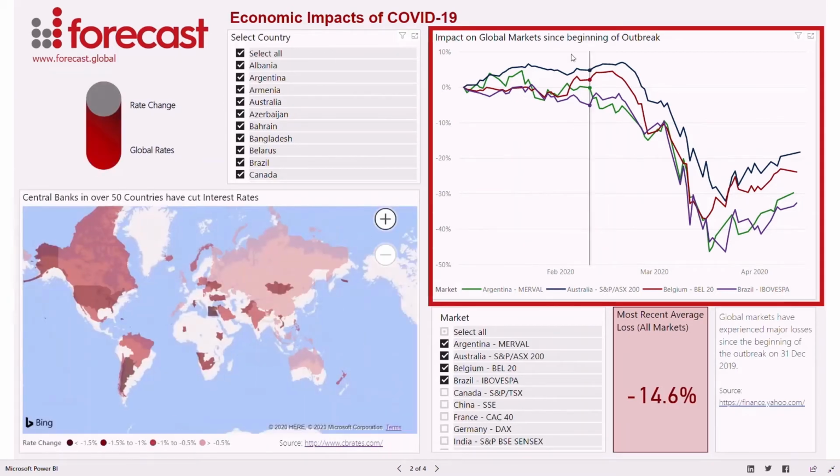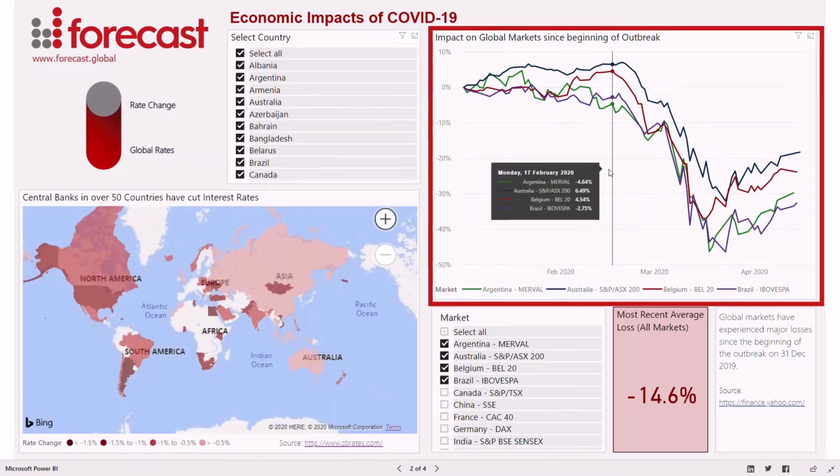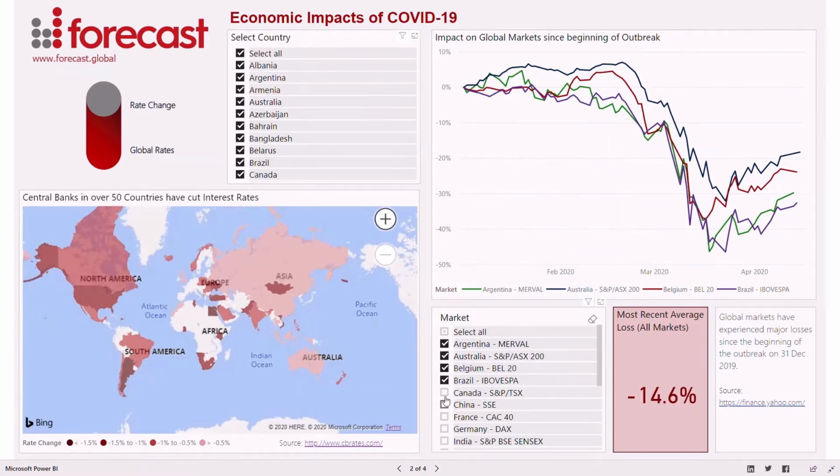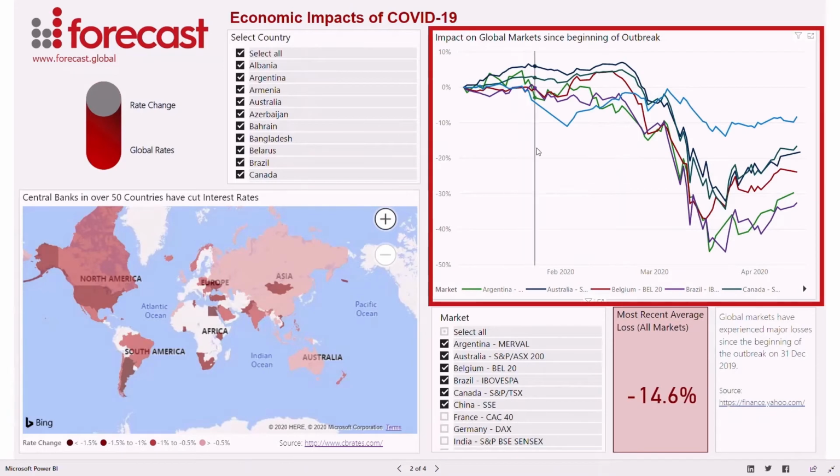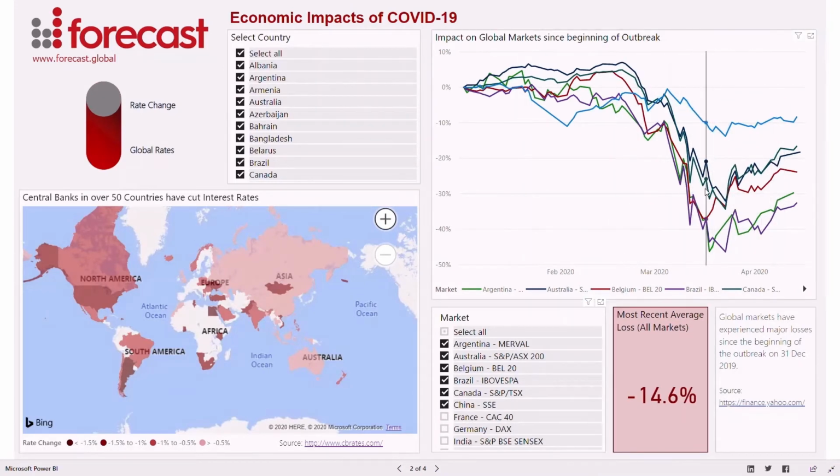The chart on the left features a variety of share market indices from around the world. You can select which market to display using the slicer below. You can see global markets are slowly starting to recover from the initial downward pressure between February and March of this year. The most recent average loss from all markets is calculated and displayed in this card.